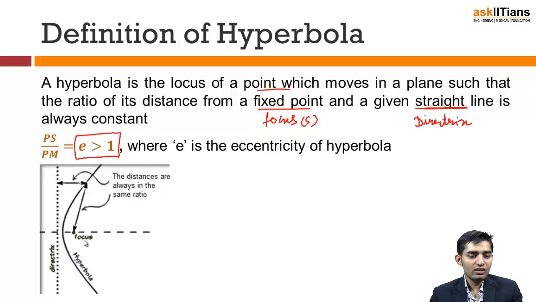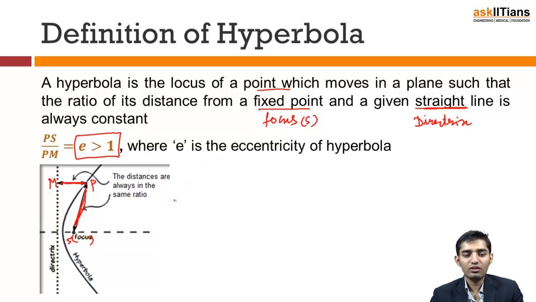You can see the diagram here. This is how the hyperbola looks. This point S is called the focus, and this point P is a moving point which moves on this curve. And this is M. M is the foot of the perpendicular on the directrix. So PM is the perpendicular distance from point P to the directrix. This ratio PS by PM is always constant.